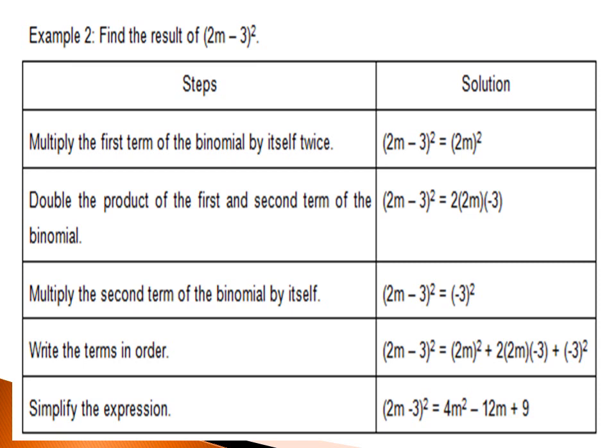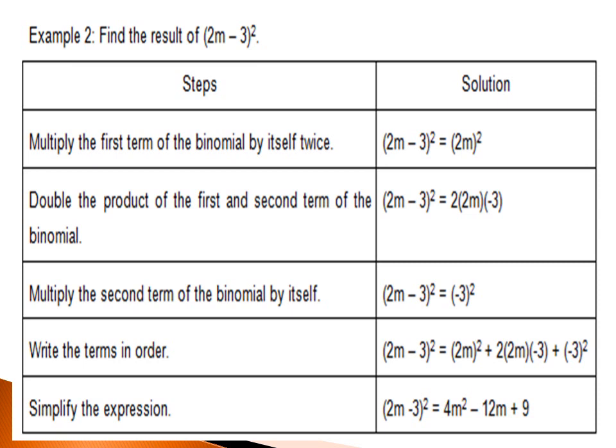Third, multiply the second term of the binomial by itself. That is negative 3 times negative 3, or negative 3 squared. Write the terms in order. So we have 2m squared plus 2 times 2m times negative 3 plus negative 3 squared.